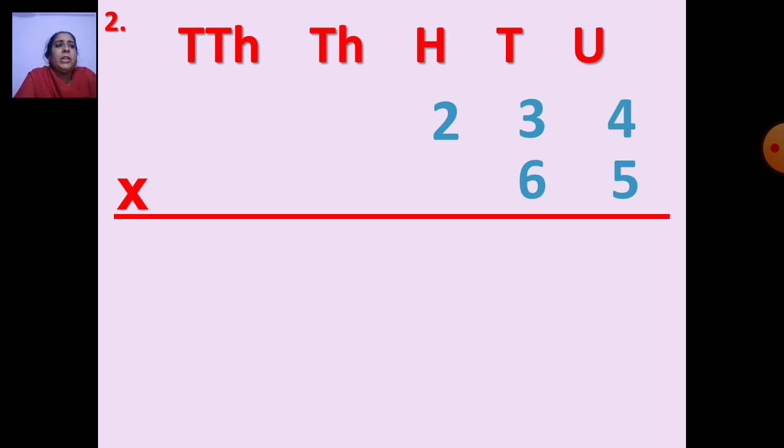Okay. Now we will do second sum. Now second sum, see the numbers. 234 multiplied by 65. So we are going to start from units place. 5 multiplied by 4, 5 multiplied by 3, and then 5 multiplied by 2. And then we are going to multiply 6 with 4, 3 and 2. So let us start. 5 4s is how much? 20. So what will come? 0 will come down and 2 will go in tens place.